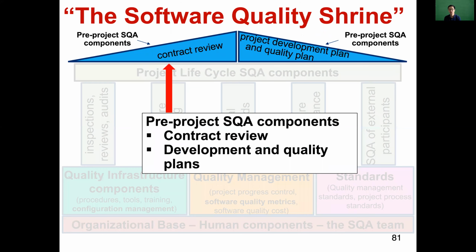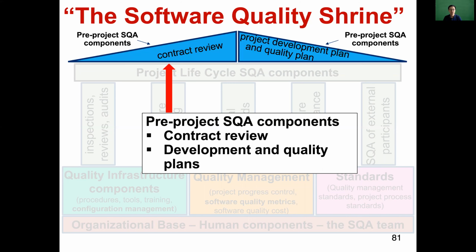The first part, the roof of the building. These are pre-project SQA components, which means these components should be conducted before the development of a software project. This usually includes contract review. Contract review means we need to review our proposal and the contract to make sure our proposal meets the contract and the contract is valid. Also, at this stage, we should do the project development plan and quality plan. They are usually connected. For example, in our quality plan, we should specify what kind of quality assurance activities should be done at each stage of the software development process.